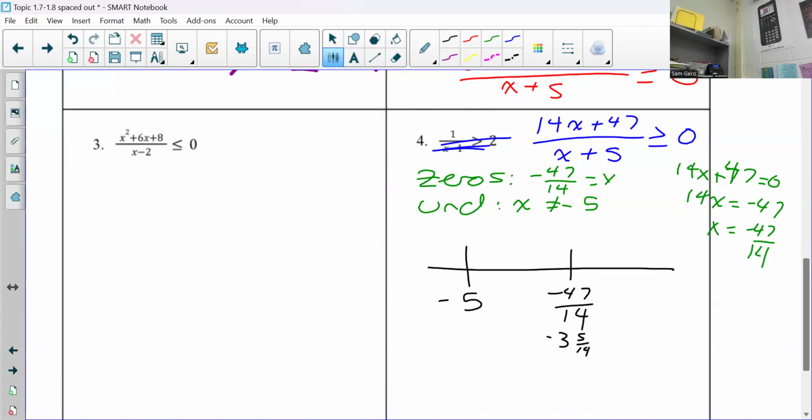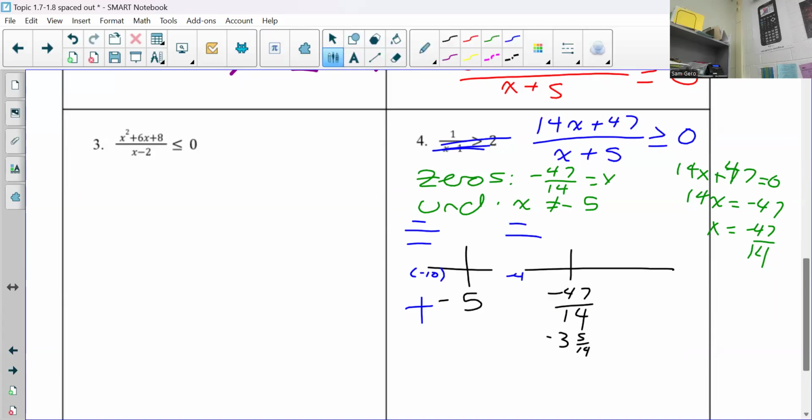I'm going to choose -10, that way I know I'm really far out. -10 gives you -140 plus 47, that is negative, and -10 plus 5 is negative. So that's positive. Now I'm going to choose -4, because that's obviously between -3 and -5. So that's going to be negative.